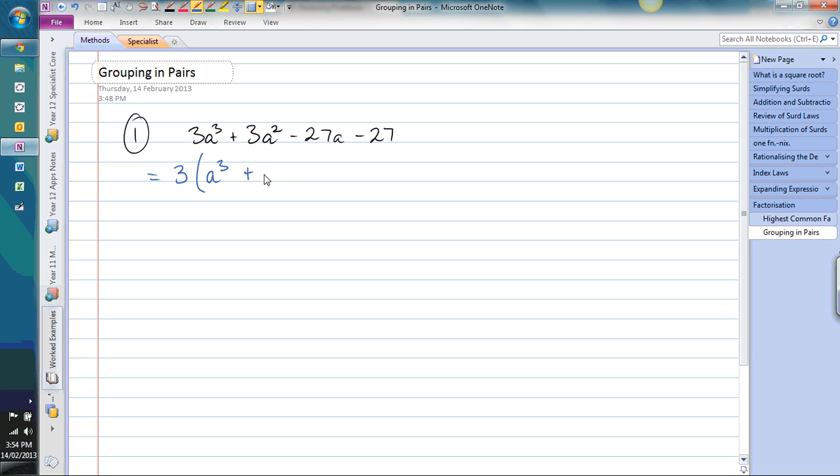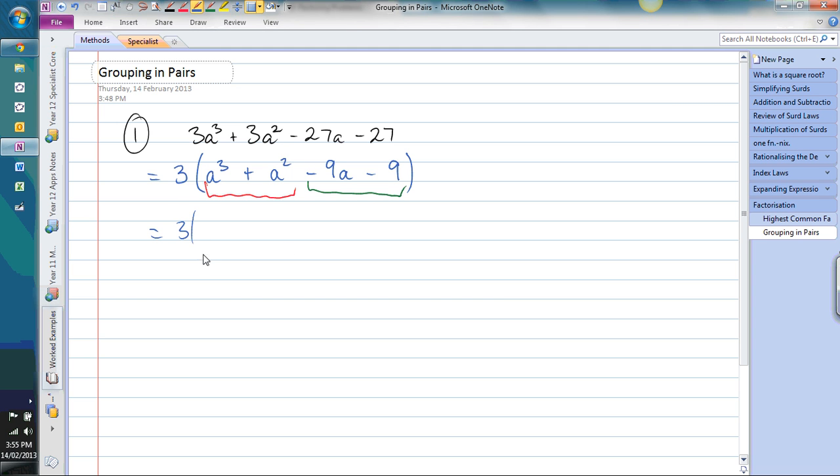And it's important that we always get into the habit of looking for that before we do anything else in our problem. Okay, 27 divided by 3 is going to be my 9 here. Once we've done that, now we're ready to do grouping in pairs. So we're going to group those terms like this. And we're going to factorize each of those as if it was its own separate highest common factor problem.